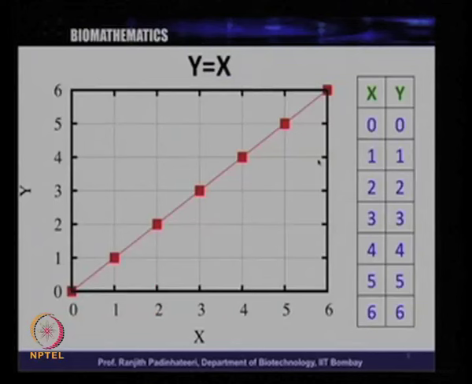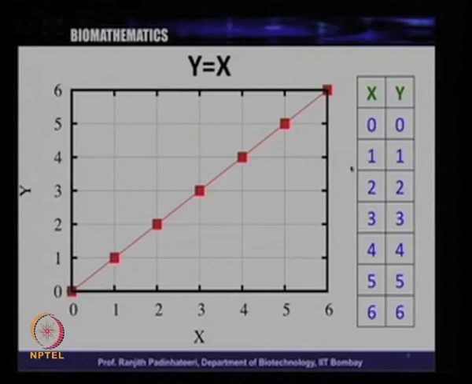See the graph we have plotted here. In the x axis we have x, which is 0, 1, 2, 3, 4, 5 and 6. In the y axis again we have y values 0, 1, 2, 3, 4, 5 and 6. The red filled squares are the points corresponding to these values. The first value, x equal to 0, y equal to 0, is represented by a point here.